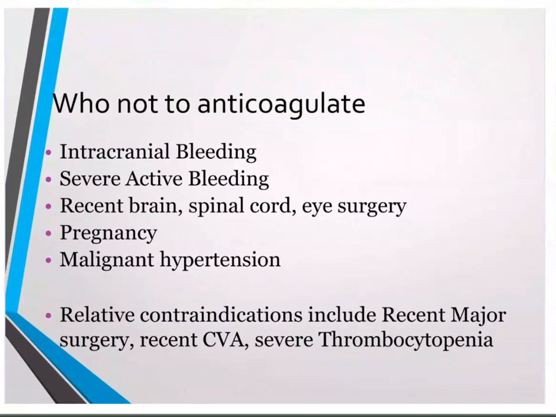Now you need to know when not to give anticoagulants. When there's intracranial bleeding, we don't give anticoagulants. When there's severe active bleeding, we don't give anticoagulants. When there's recent brain, spinal cord or eye injury, we don't give anticoagulants. In pregnancy, we don't anticoagulate. When there's malignant hypertension, we don't anticoagulate. We have relative contraindications such as recent major surgery, recent CVA, and severe thrombocytopenia.